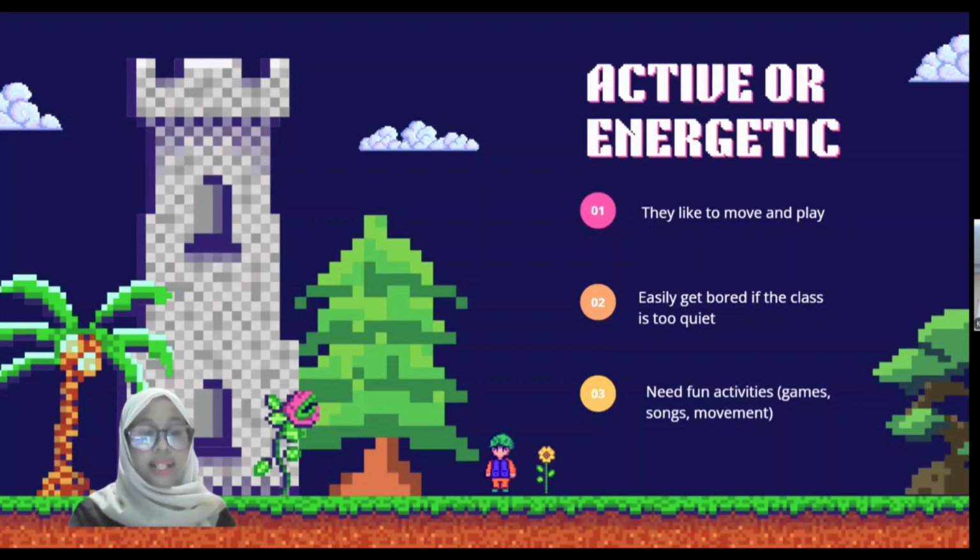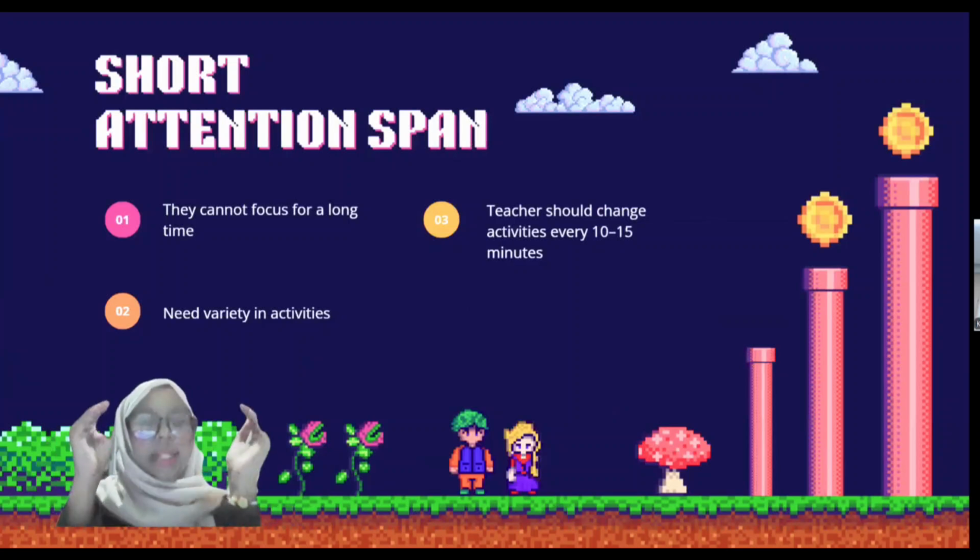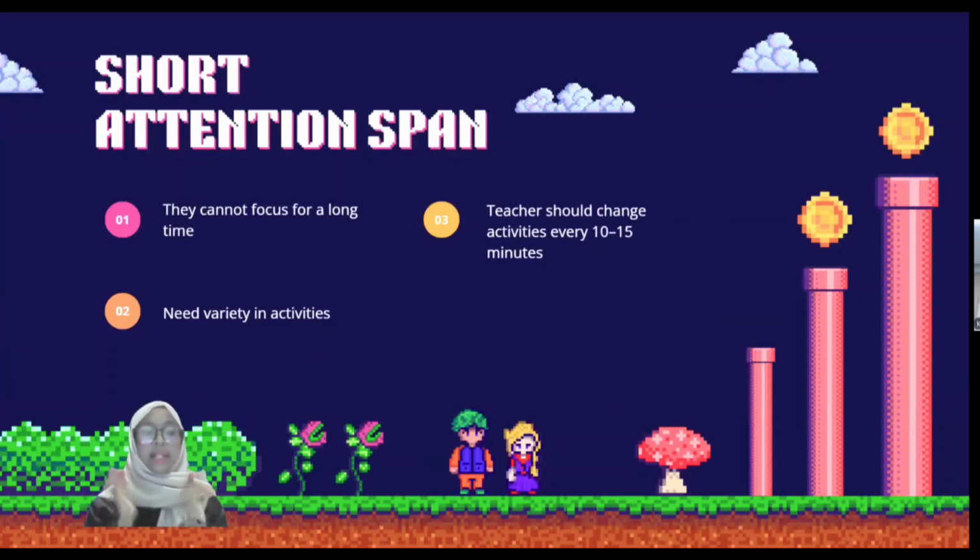That's why the teacher should include movement in learning activities, like a warm up. Next is short attention span. Same as I said before, children cannot focus for a long time. Usually, they can only focus for a few minutes before losing interest. Teachers need to change activities regularly to keep them engaged and interested.